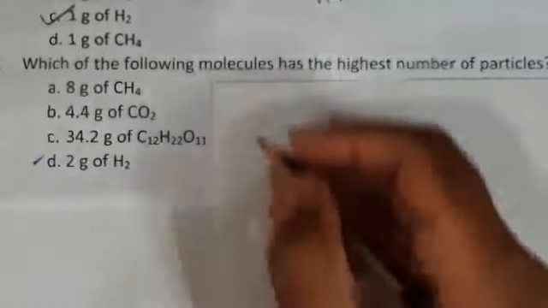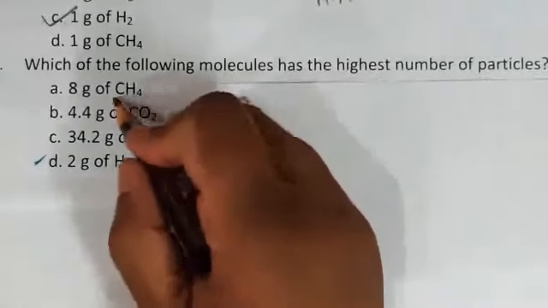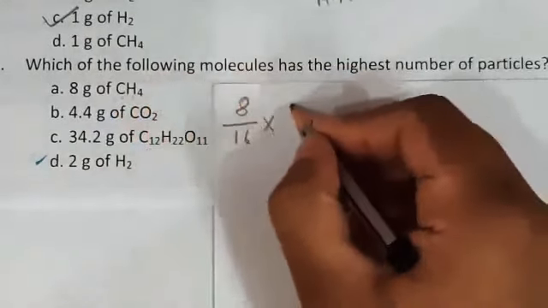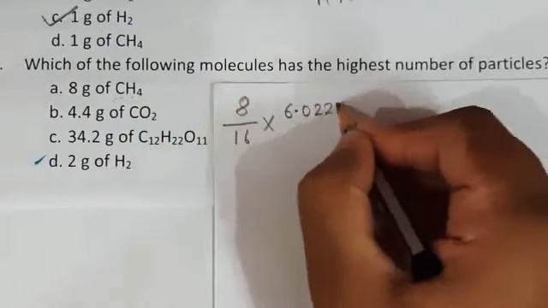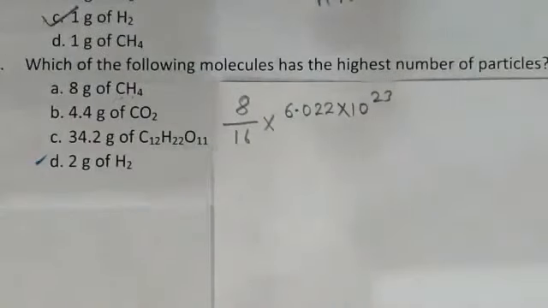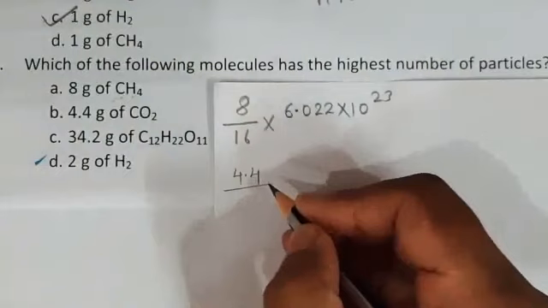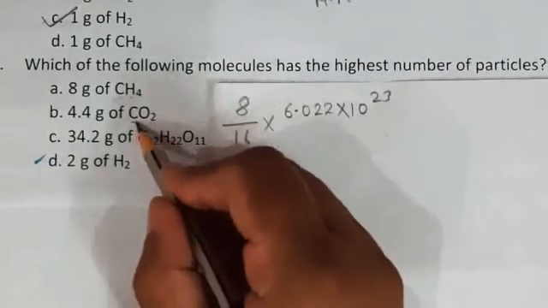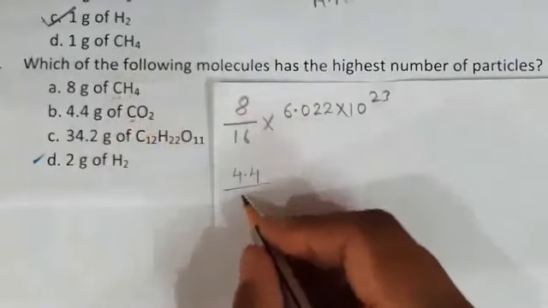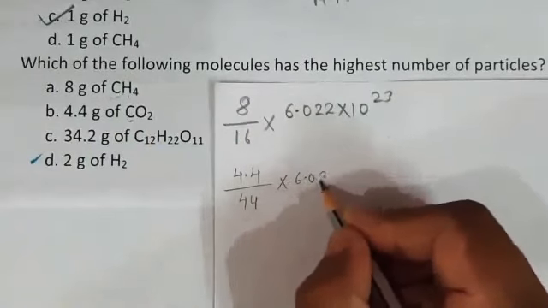In the first case, given mass is 8. What is the molar mass of CH4? 12 plus 4, 16. So 8 by 16 into Avogadro's number. Clear? And again, for the second part, given mass is 4.4. Molar mass of CO2 will be 12 plus 16 times 2, 32. So 12 plus 32, 44 into Avogadro's number.